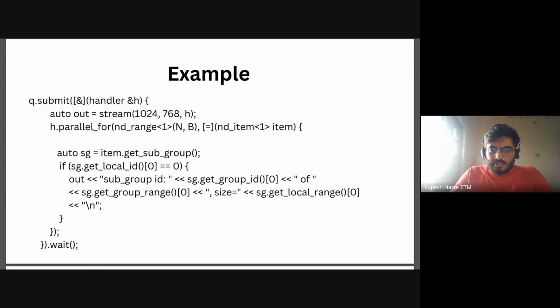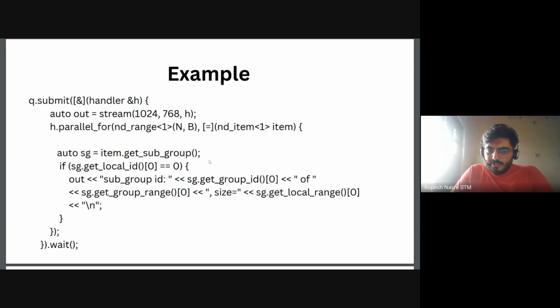We also need to pass the handler for this stream, and then I've created an ND range of n and b. Suppose n is 64 and b is 32, you can take whatever, and then we have used this ND item.